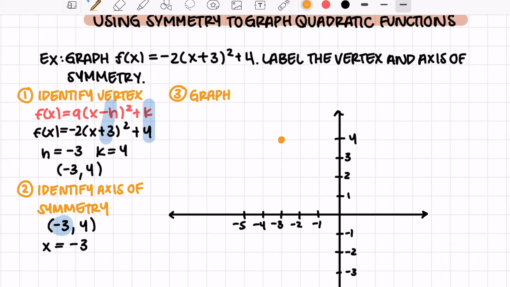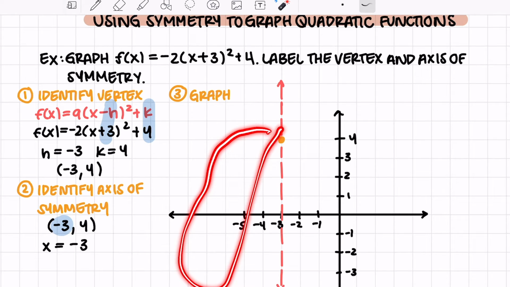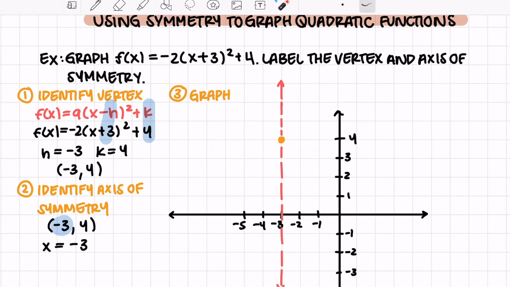Now, because we know that the axis of symmetry is negative 3, it makes it easier to find out what the 5 points are on our graph, because whatever points I make on this side have to reflect and be a mirror image of the other side as well. So I just need to figure out either the points on this side or the points on the right side. And I'll just choose to find out these points. So I'm just going to see what point is next to negative 3. It's just negative 4.